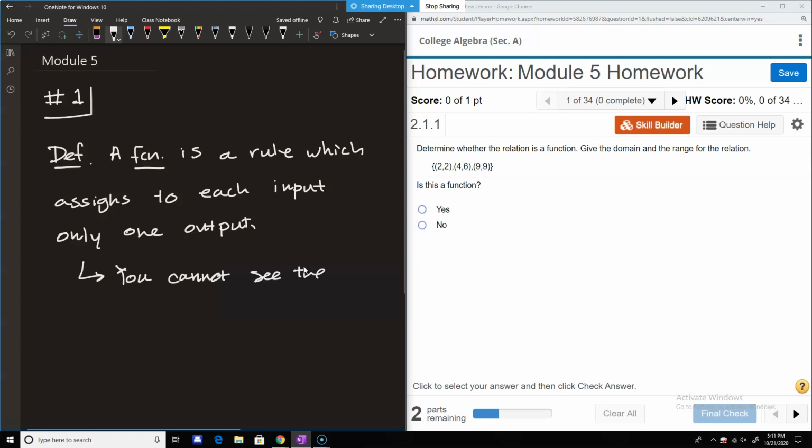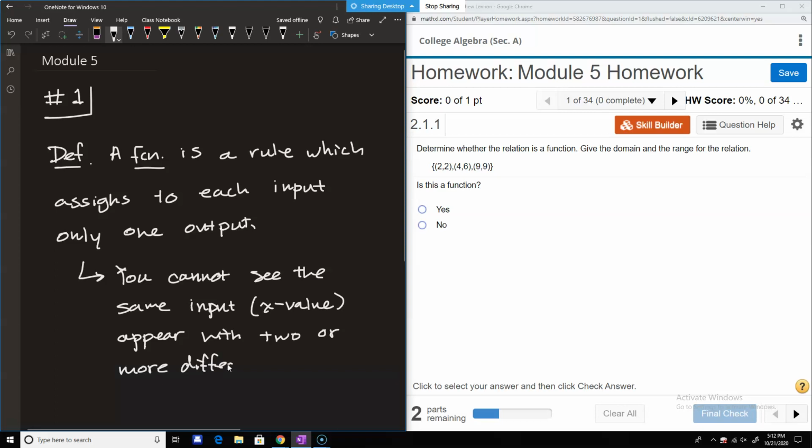see the same input. And when I say input, am I meaning X value or Y value? X value, right? X values are inputs, Y values are outputs. So you can't see the same input, X value, appear with two or more different outputs, which, as I said, we're thinking of as Y values.